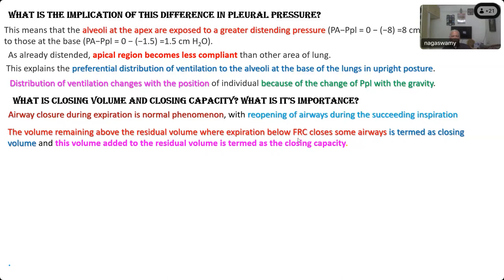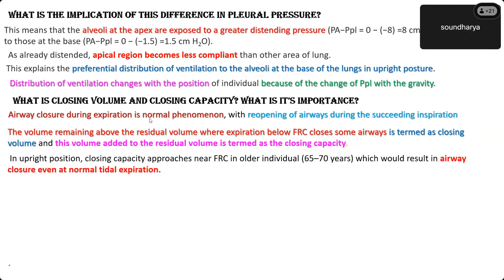So whenever the closing capacity or closing volume encroaches upon the FRC or exceeds the FRC, what will happen? Airways have started closing even before you can completely exhale or inhale. So it can result either in air trapping or atelectasis. Both can happen. So if air trapping or atelectasis happens, what will happen to the oxygenation? It will decrease. It will impede oxygenation.